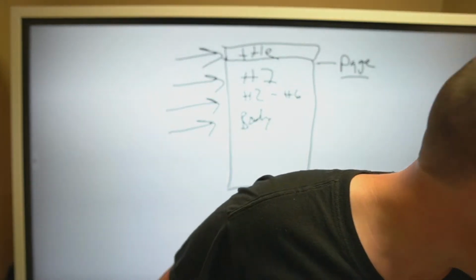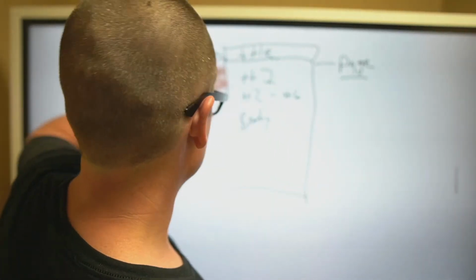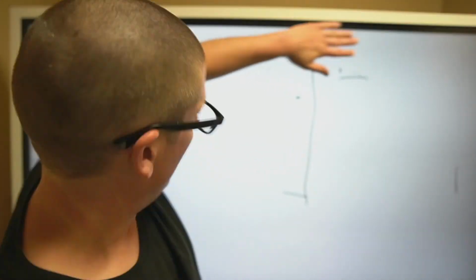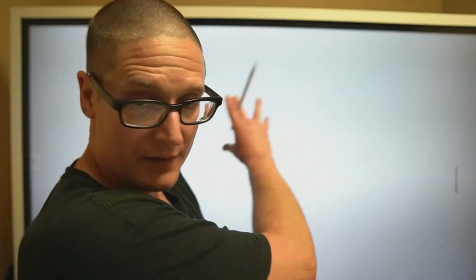Well, the GMB is definitely its own product. I mean, it's two separate things. You have your organic, and then you have your maps. All right, so it's two separate things.